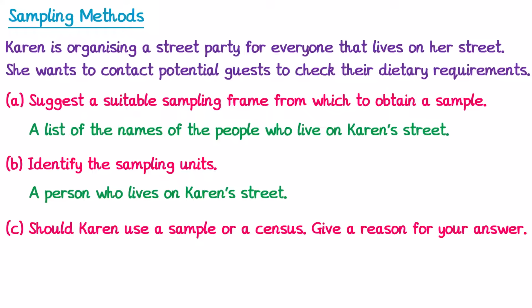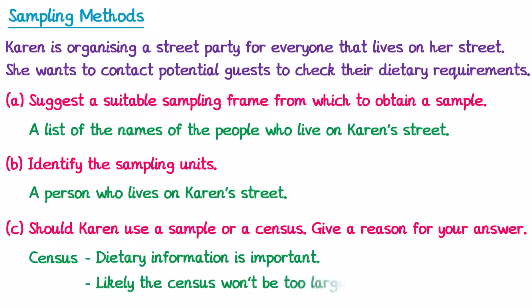So we need to have a little think about this. Now, unless Karen has a very, very big street, a census is probably the most sensible option here. If you think about the data that Karen's collecting here, it's dietary requirements, and this could be potentially important. For example, if somebody's allergic to a particular food item, like nuts, it's worth Karen knowing this. So we could say that dietary information is important. You don't want to miss anybody out in this situation. And also it's likely that the census won't be too large unless Karen lives on a giant street.